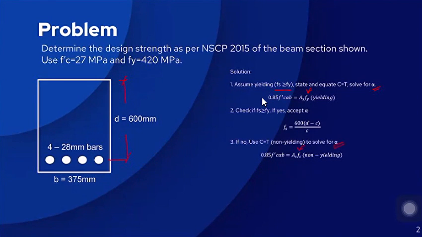So determine the type of failure to know the value of the reduction factor or your phi. So malalaman natin kung compression failure ba siya, tension, or the transition phase. So kailangan nating alamin so that we know the value of your reduction factor. So compression controlled ba siya, tension controlled, or transition failure.